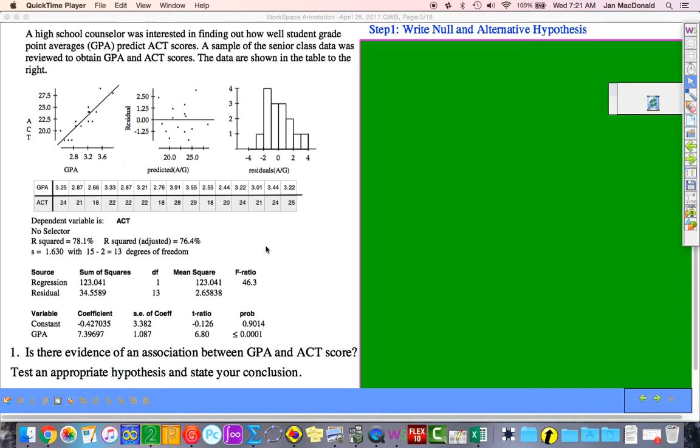So let's take a look at the prompt. Is there evidence of an association between GPA and ACT score? Test an appropriate hypotheses and state your conclusion.